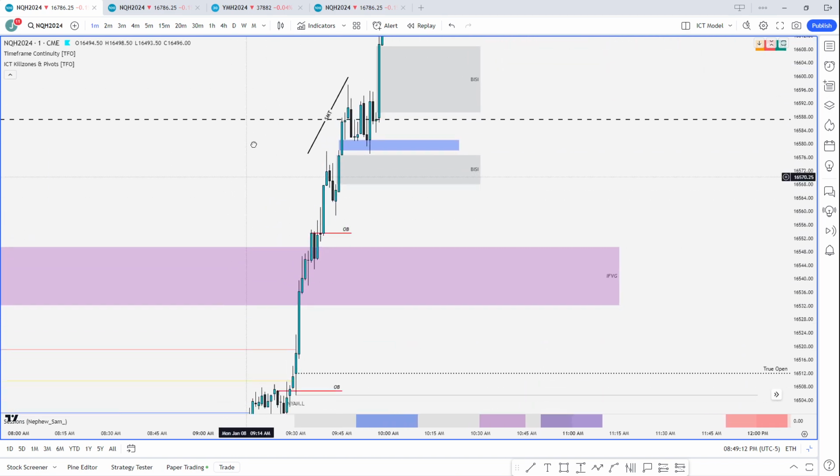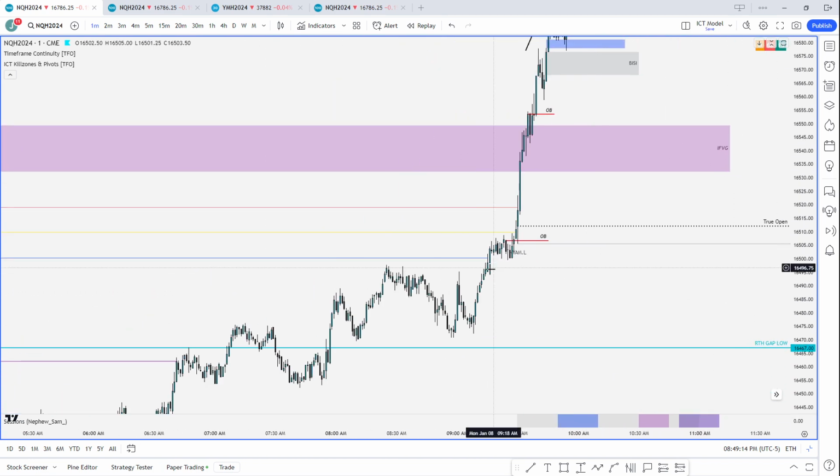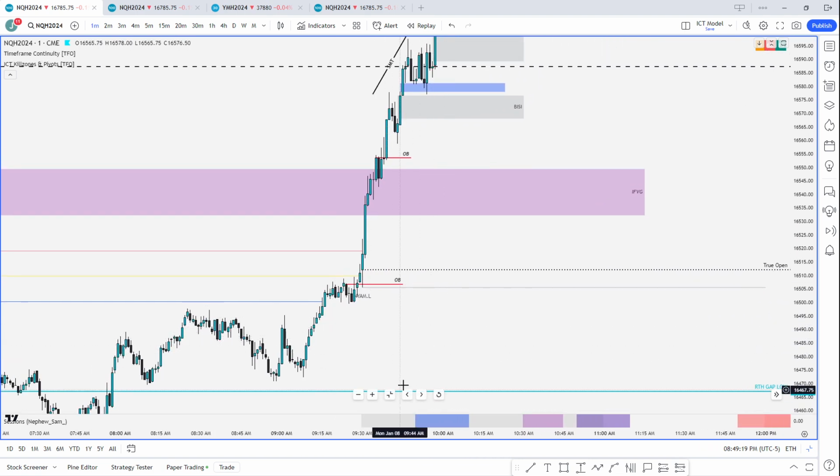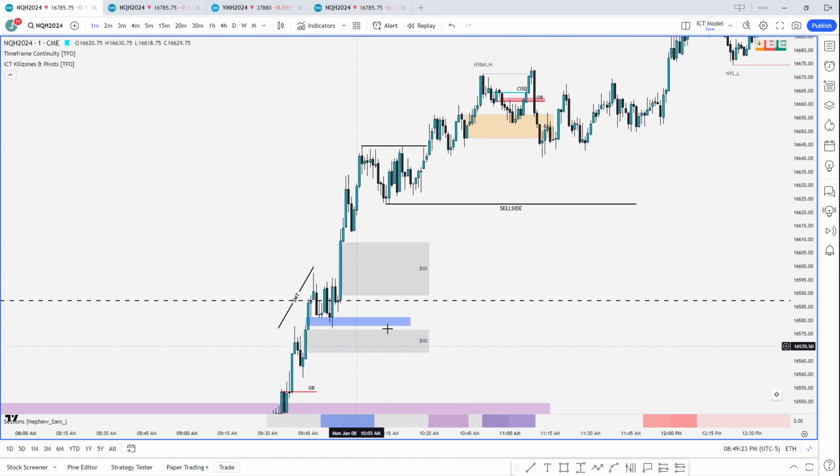That's why ICT teaches the silver bullet is such high probability. Because when you understand these things about true open and about the macros and about what the different time elements are supposed to do, the silver bullet becomes very, very easy to find one fair value gap or one order block that forms that you can take, target your minimums, and be done.